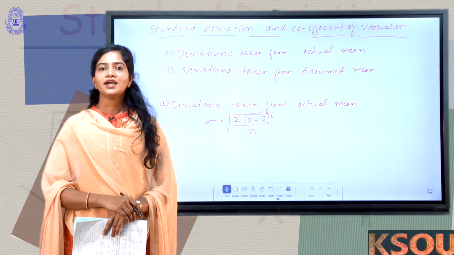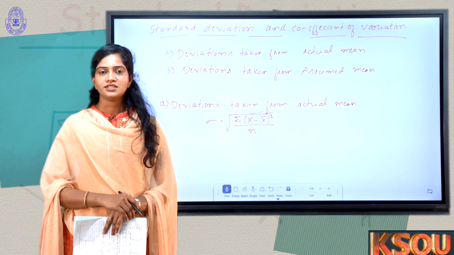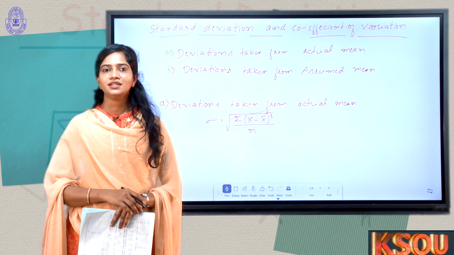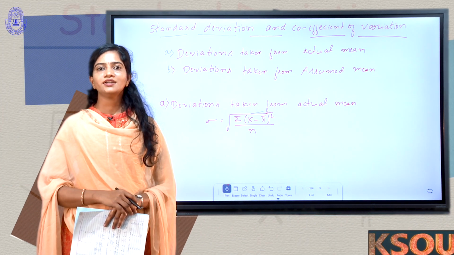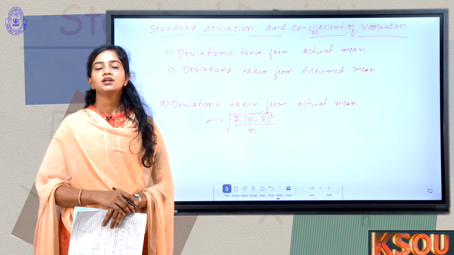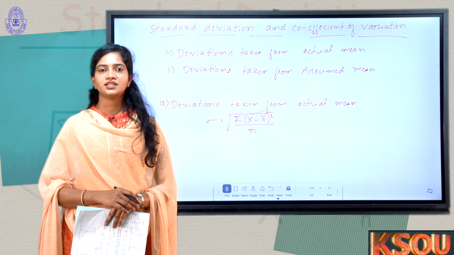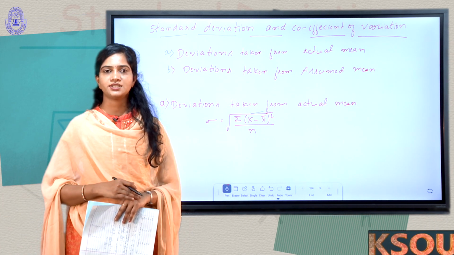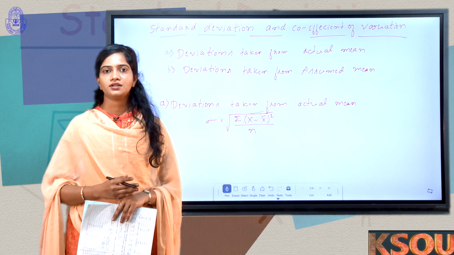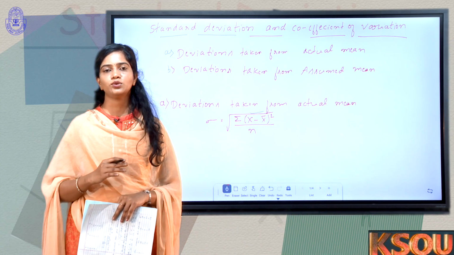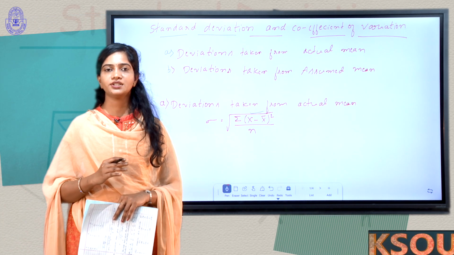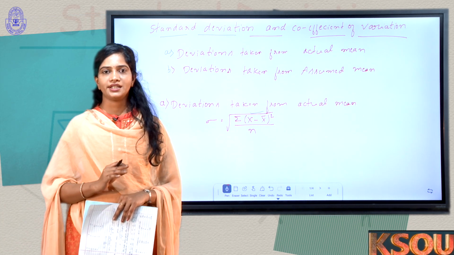Everyone, we have studied range, quartile deviation, and mean deviation under the measure of dispersion in the last class. Today we are going to learn about standard deviation, that is under the absolute measure of dispersion, and the relative measure of dispersion, that is the coefficient of variation.